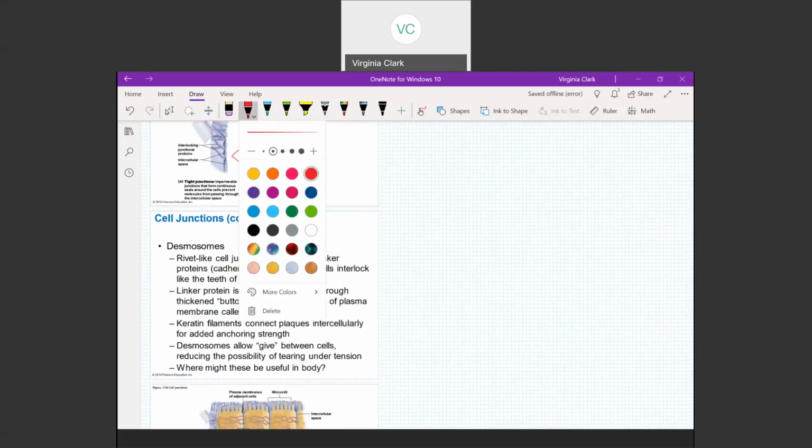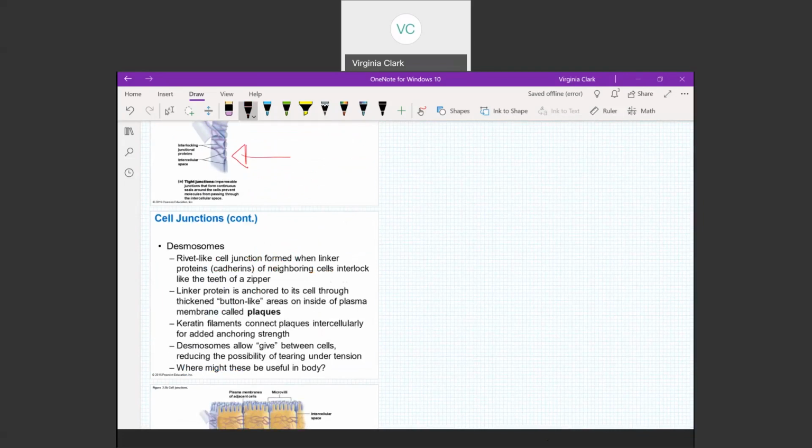Another type of connection is going to be desmosomes. And these desmosomes are going to be rivet-like cells. So they're going to be binding bodies. They are mechanical couplings. So there's actually an additional structure that keeps these guys together. And these are going to kind of be like a zipper, kind of like a rivet.